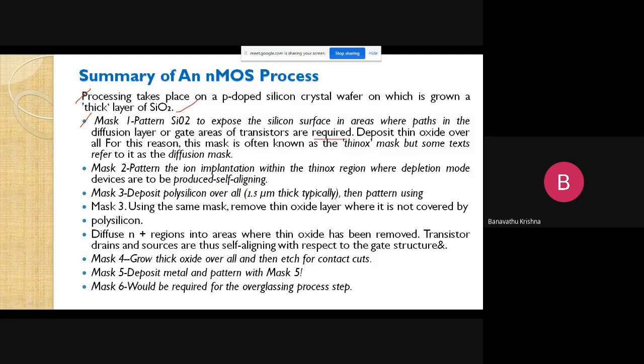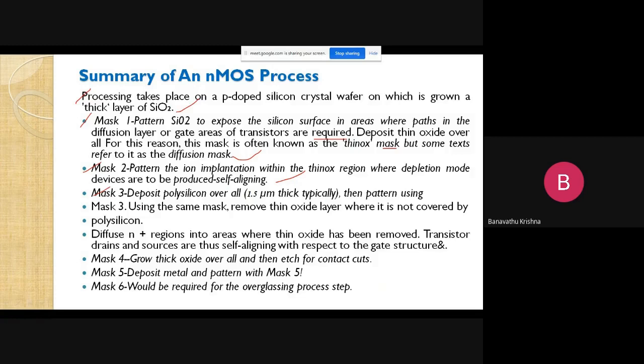Okay, that is the deposited thin oxide overall, for this reason, right? This mask is often known as the thin ox mask, but some texts refer to it as a diffusion mask, right? Why do some texts refer to it as the diffusion mask? For the diffusion process, again it acts as a mask here, right? And the second mask is the pattern for the ion implantation within the thin ox region where depletion mode devices are to be produced, self alignment.